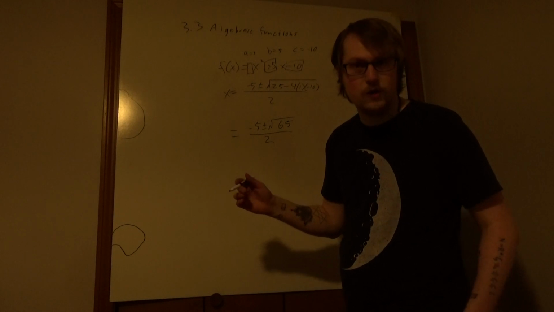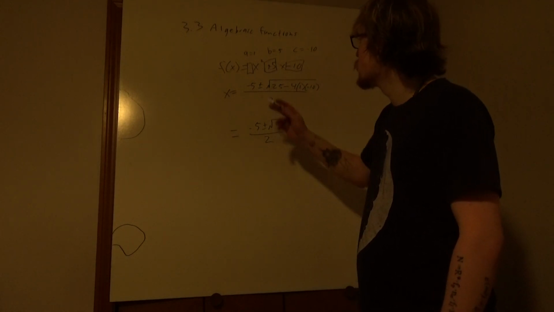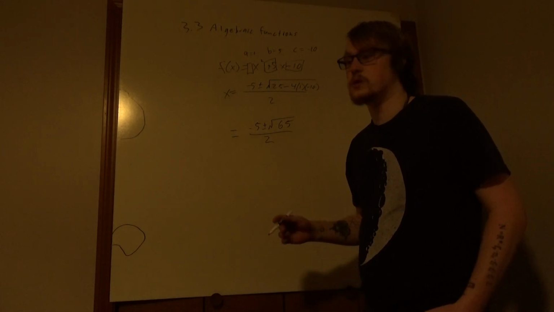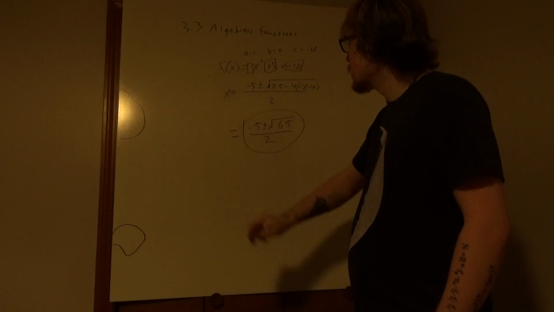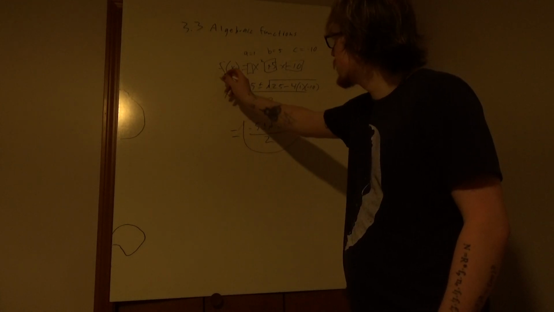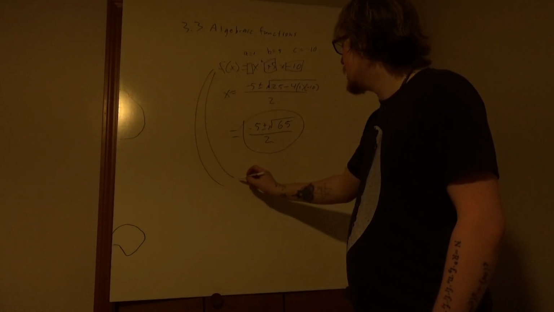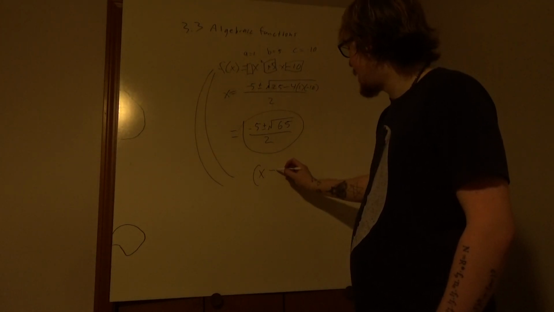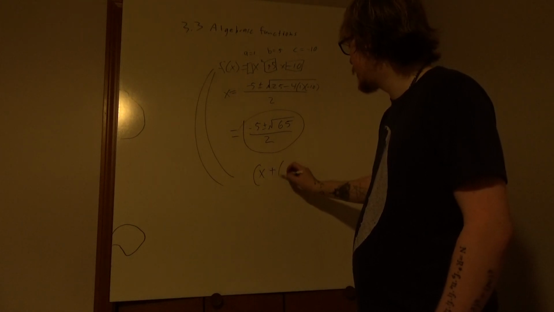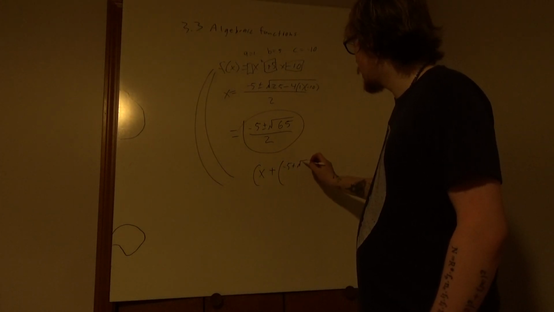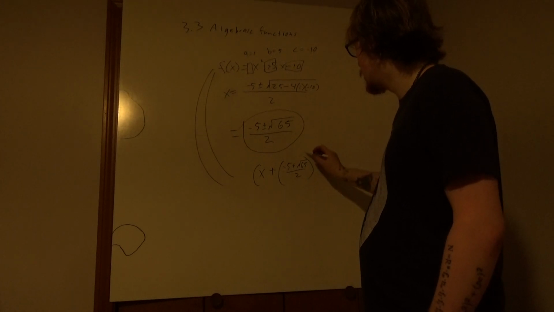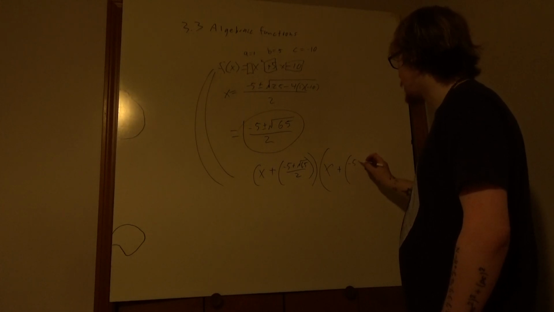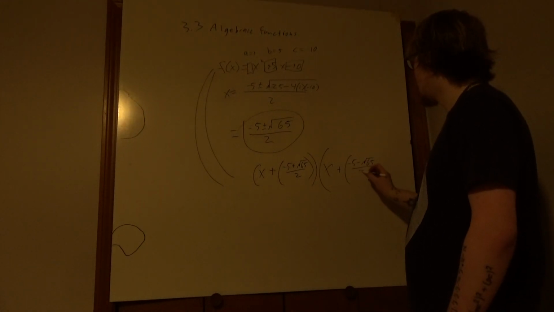By using the big gun of the quadratic equation, we are able to reduce absolutely any quadratic down into linear terms, because these are going to be the zeros. So then we can say that this whole f of x equals x plus negative 5 plus the square root of 65 all over 2 times x plus negative 5 minus the square root of 65 all over 2.